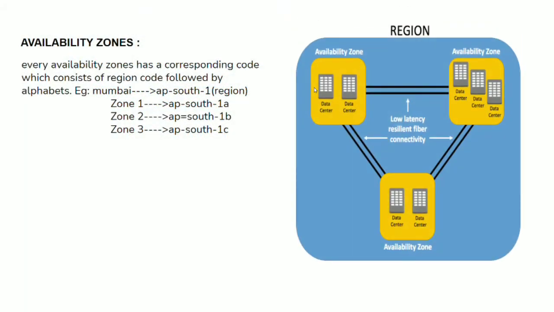Now availability zones. The question is, why multiple zones inside a single region? The reason is the same, low latency. Let's see an example of availability zones. This is Mumbai, AP South 1, which is a region. They have three zones inside Mumbai: zone 1 is AP South 1A, zone 2 is AP South 1B, and zone 3 is AP South 1C as the code.